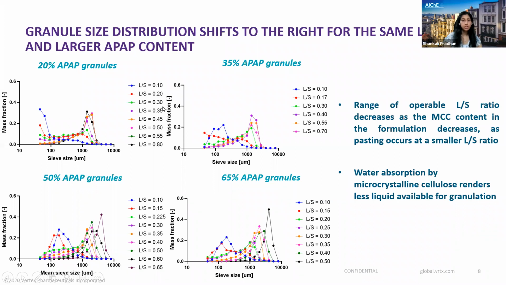If you look closely, the range of operable liquid to solid ratio becomes smaller and smaller as the amount of MCC in the formulation decreases. This means that if you have more MCC in your formulation, then you will need more granulating liquid. That makes sense because MCC itself absorbs so much liquid that it leaves less liquid available for actual wet granulation. And that is shown in these formulations as well.